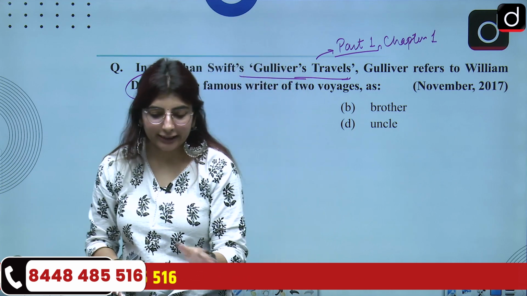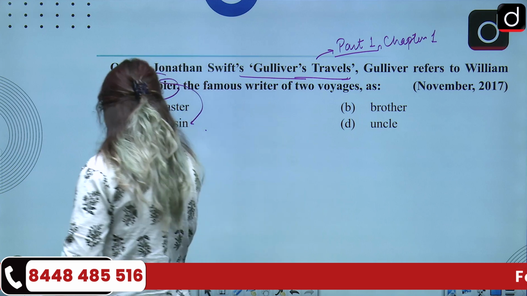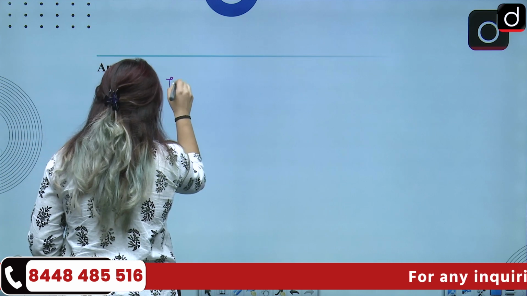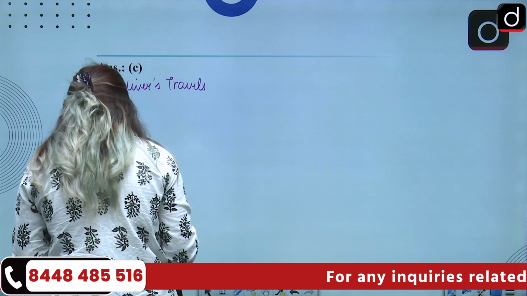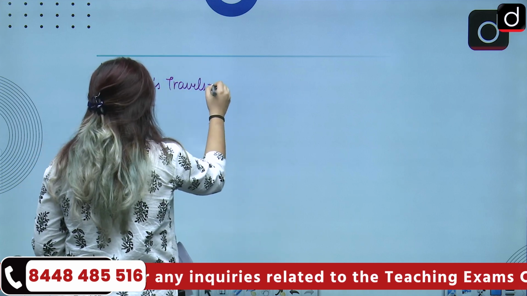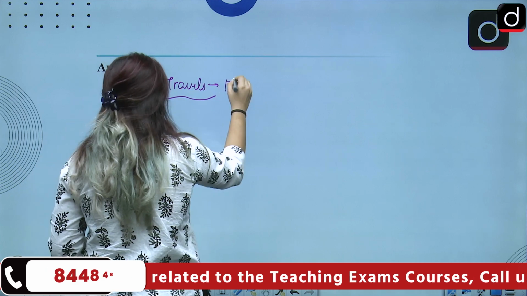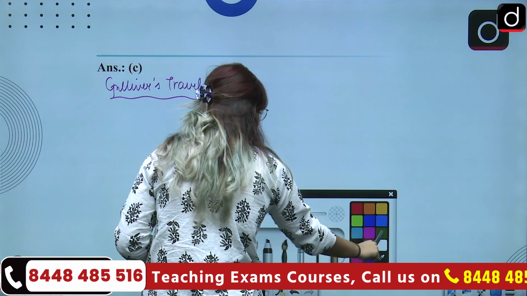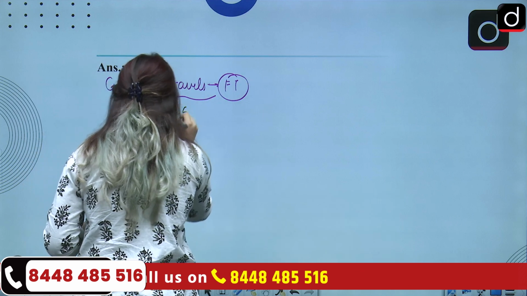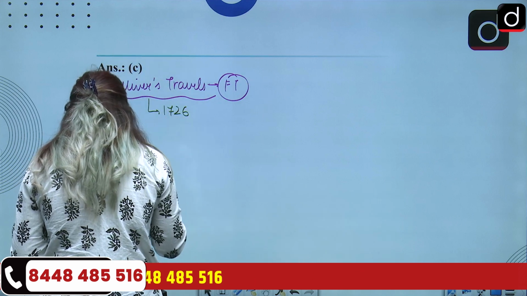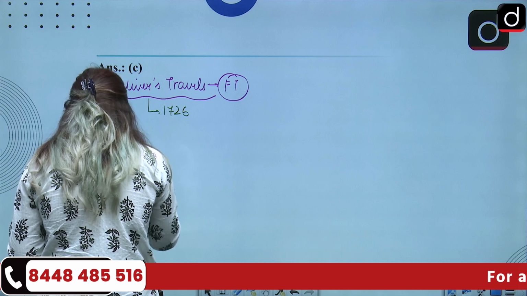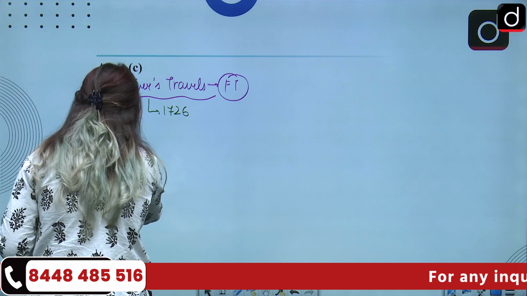Now other important details related to Gulliver's Travels, iska full title. Full title please see, because it's really very full that I will not be able to note it down here. I'll just be telling you, it was published in the year 1726, right? By Jonathan Swift, of course, we know. And it is divided into different parts.